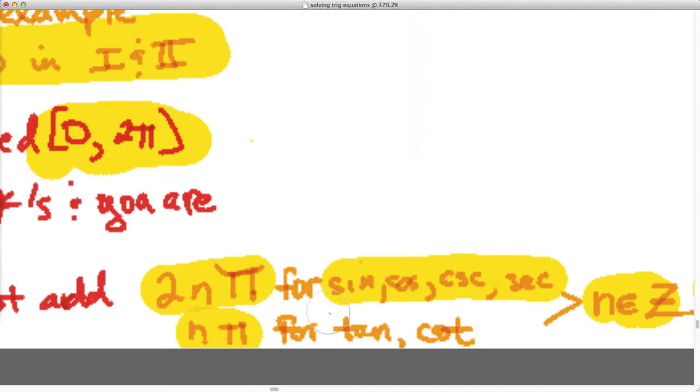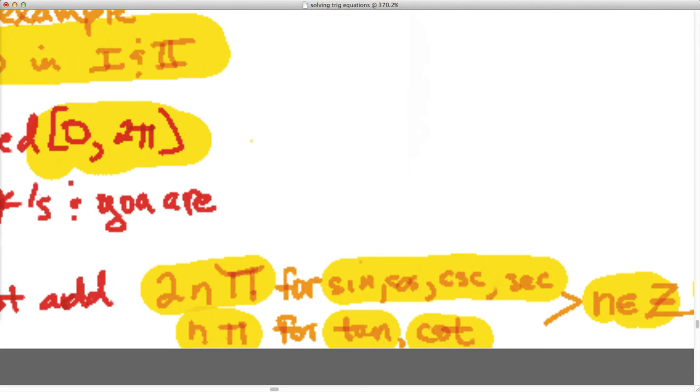If it's tangent or cotangent, it's n pi, because the period for tangent and cotangent is pi. And the period, the time it takes for one cycle to repeat, is going to be 2 pi for the others. So we encounter these answers every 2 pi that the function occurs.